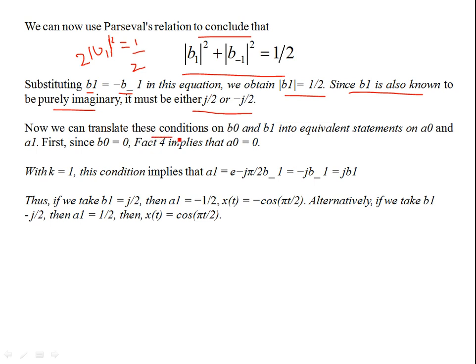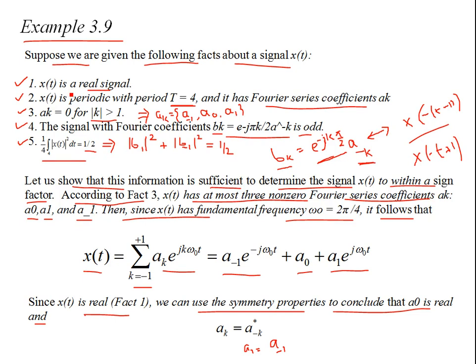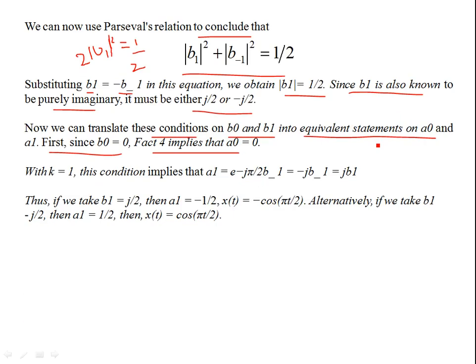Now we can translate these conditions on b0 and b1 into equivalent statements on a0 and a1. First, since b0 is 0, fact 4 implies that a0 is 0. Fact 4 says that the signal with these Fourier coefficients is odd. So if b0 is 0, it also implies that a0 is 0. Then we are left with a minus 1 and a plus 1. With k equal to 1, this condition implies that a1 is e to the minus j pi by 2 times b1, which is minus j b1.